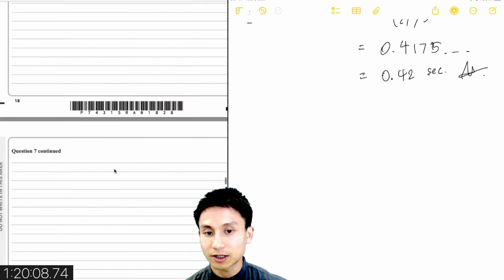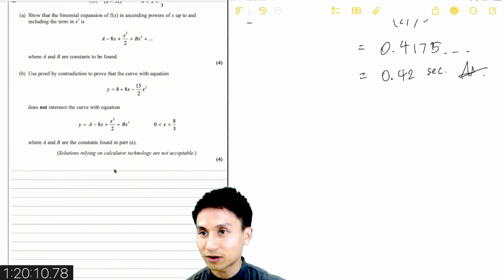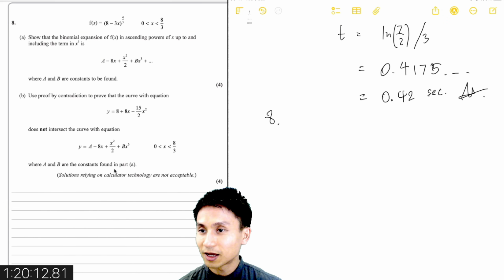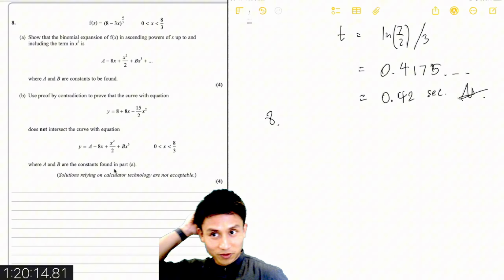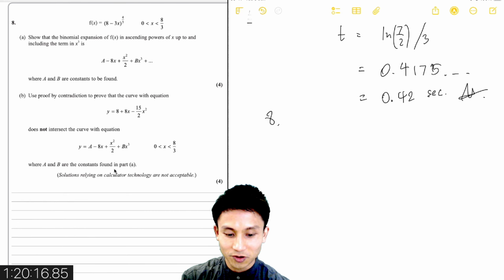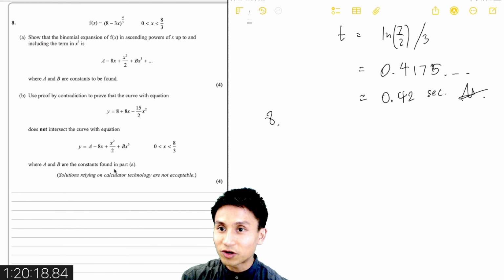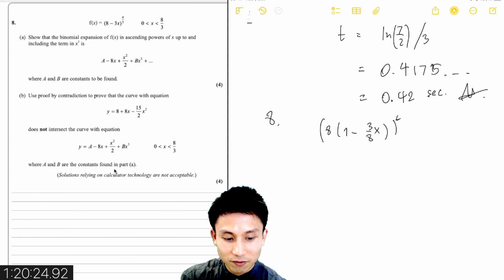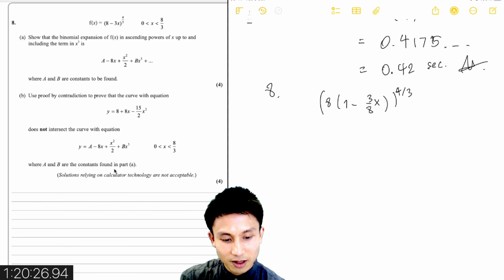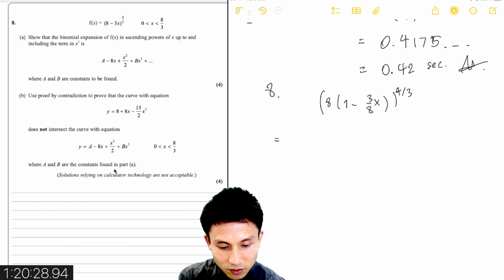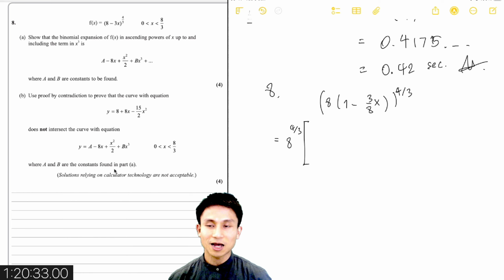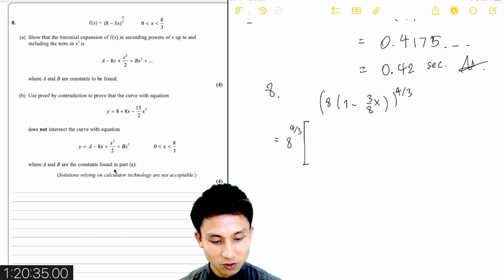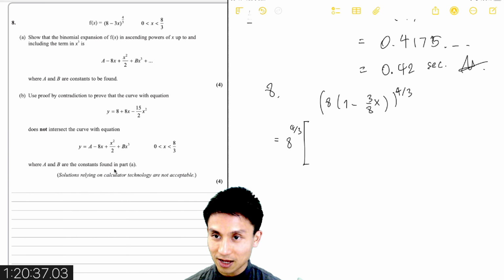Okay, next, number 8. I'm running out of time again. Okay, so show that binomial expression. If we see this, we need to bring 8 out first. So 8, 1 minus 3 over 8x, and then all to the power of 4 over 3, right? So we're going to have to do 8 to the power of 4 over 3 here, and then in parentheses, the entire binomial expansion. So I'm going to use the formula, guys. I hope you know the formula.